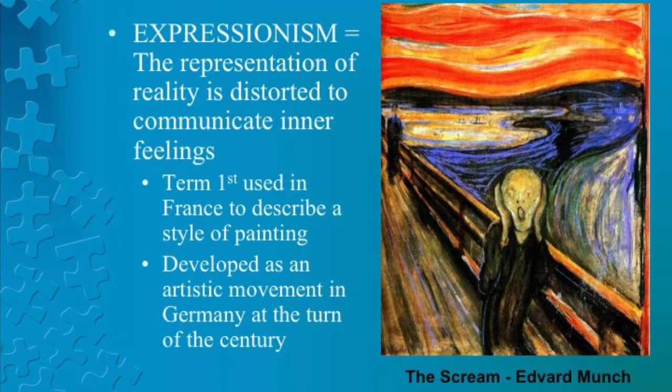Expressionism, the representation of reality is distorted to communicate inner feelings or the psychological state of the protagonist. The term was first used in France. It was used to describe a style of painting. The famous painting by Edvard Munch of The Scream is an example of Expressionism. It developed as an artistic movement in Germany at the turn of the 20th century. But it reached its height in the era during and immediately following World War I.